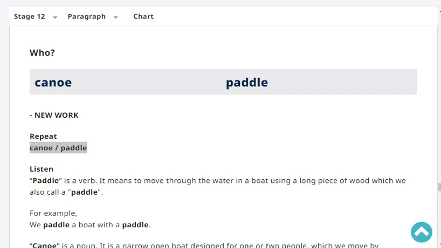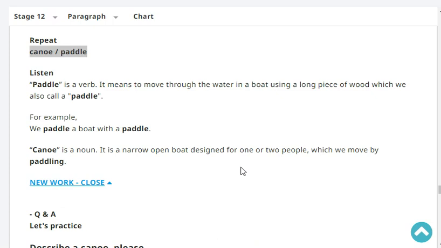Okay, listen. Paddle is a verb. It means to move through the water in a boat using a long piece of wood, which we also call a paddle. For example, we paddle a boat with a paddle. Canoe is a noun. It is a narrow, open boat designed for one or two people, which we move by paddling. Let's practice.